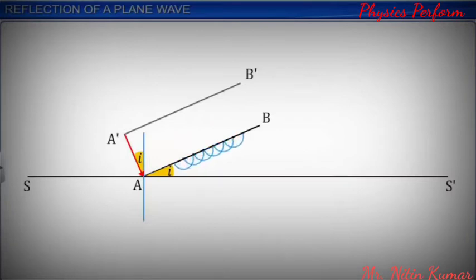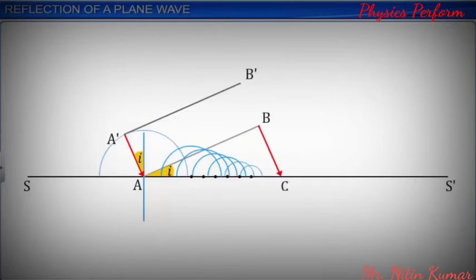Since the surface SS' is a reflecting surface, the intensity of the secondary wavelets from A is maximum in the backward direction and minimum in the forward direction. Thus, we can say that the secondary wavelets from A propagate back into the same medium. Let us assume that after t seconds, the point B of the wavefront AB is incident on the surface SS' at point C. Then, BC is equal to vt.